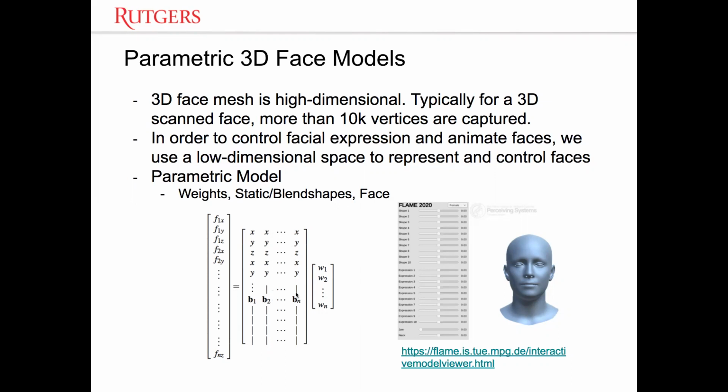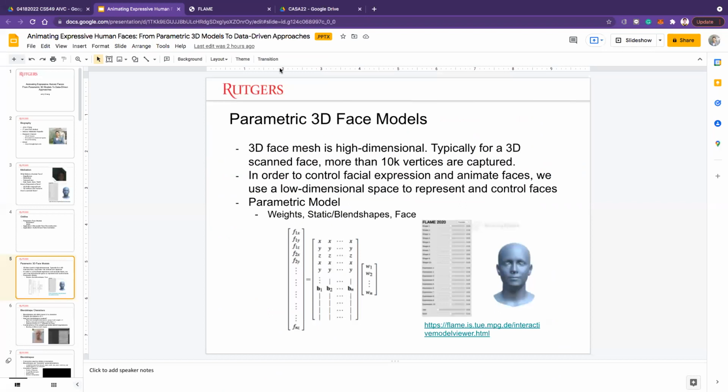So from this equation, you can immediately think of the facial vertices as a linear combination of the n blend shapes. Okay, so this is the basic idea of a parametric 3D face model. Let's look at some examples.